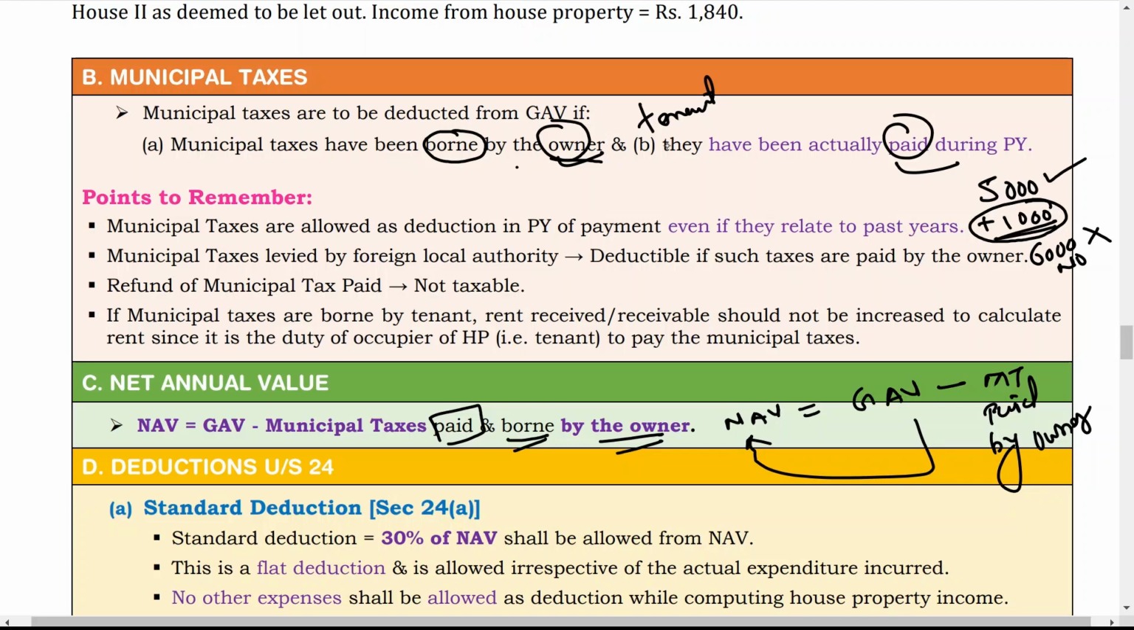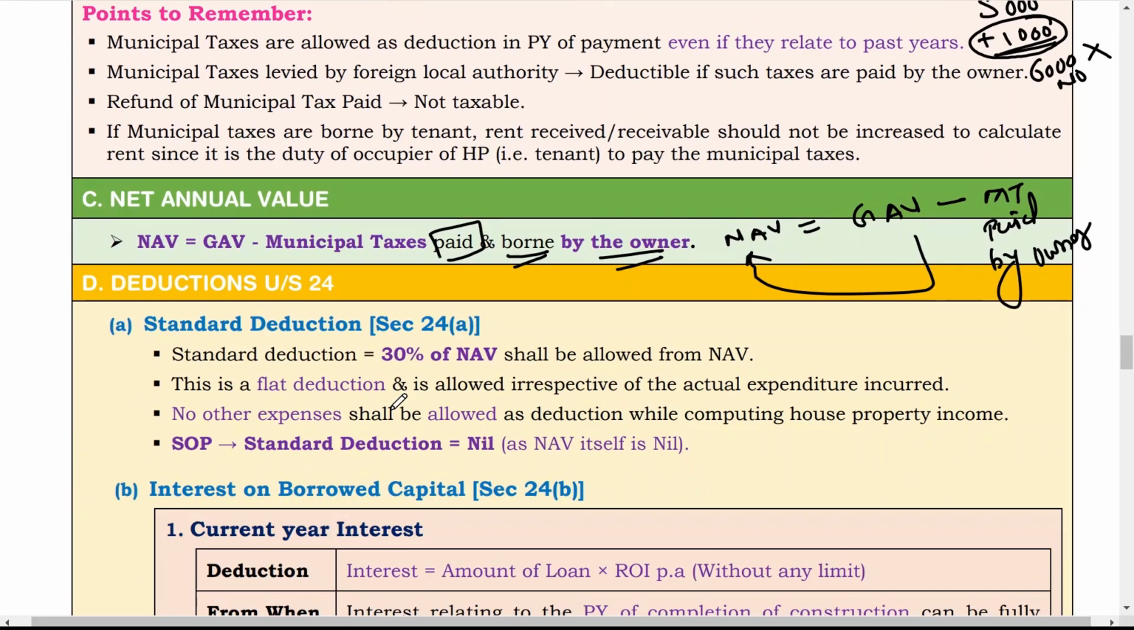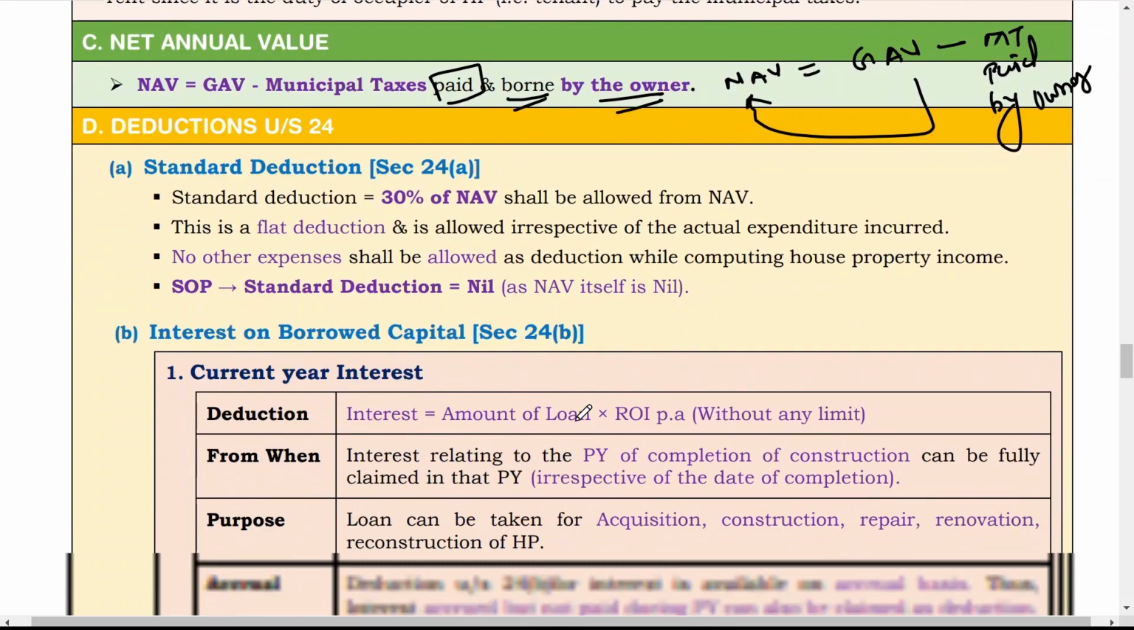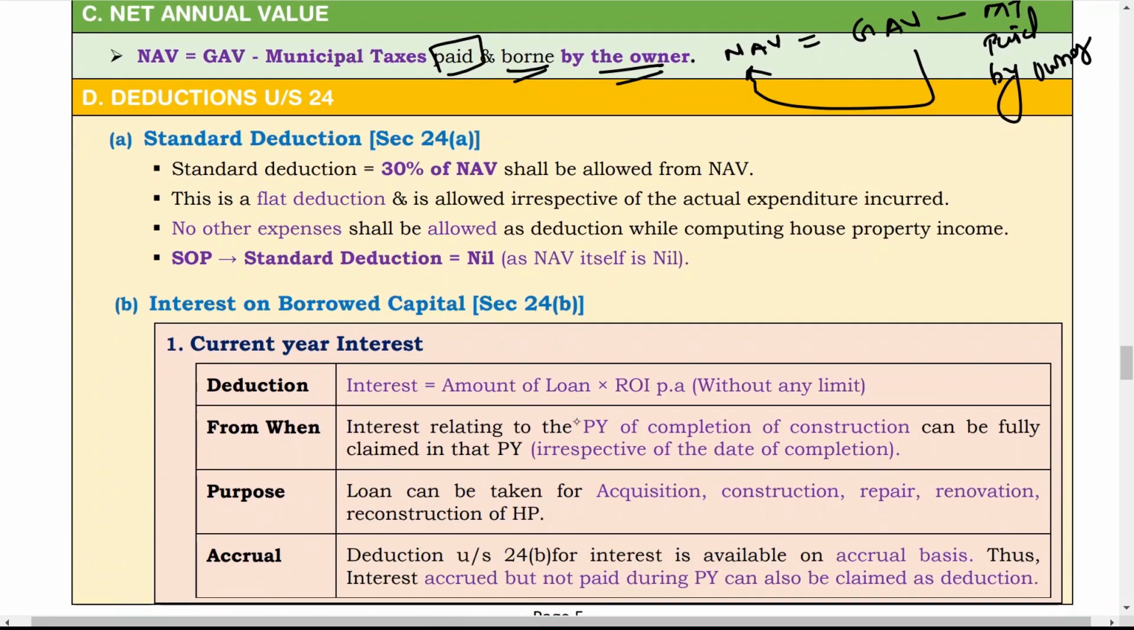Very simple, students. Now standard deduction. Deduction under section 24: there are two deductions. Standard deduction, section 24(a): standard deduction of 30% of NAV shall be allowed from NAV. That is a flat deduction and is allowed irrespective of the actual expenditure incurred. So how much you have spent, that is not important. No other expense shall be allowed as a deduction while computing house property income.